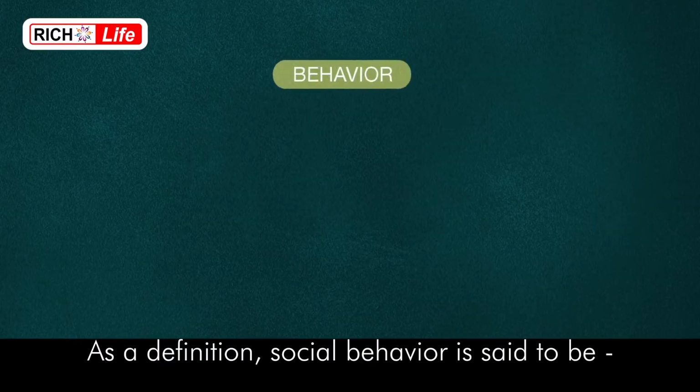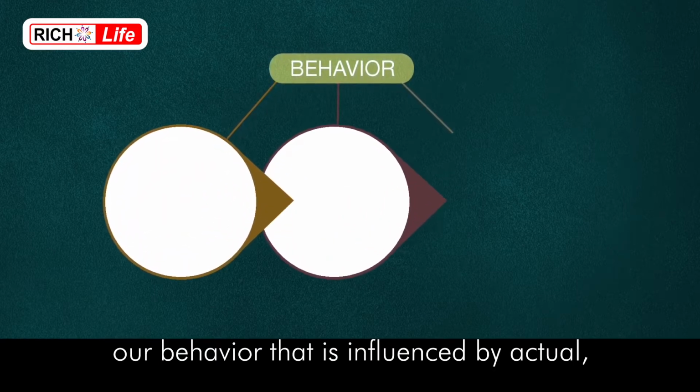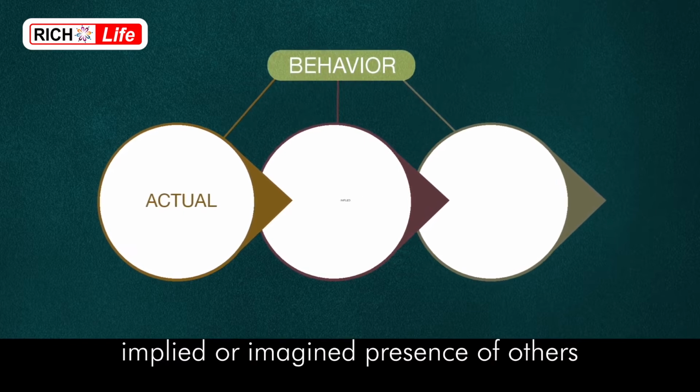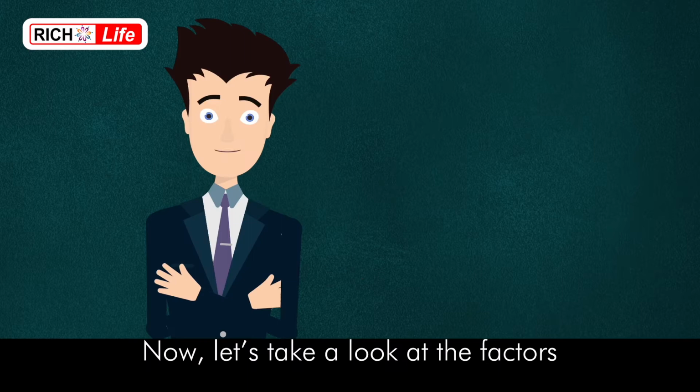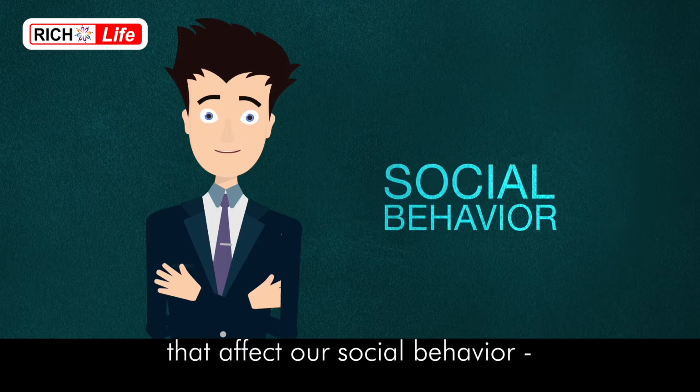As a definition, social behavior is said to be our behavior that is influenced by actual, implied, or imagined presence of others. Now let's take a look at the factors that affect our social behavior.